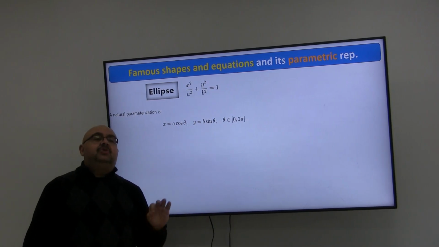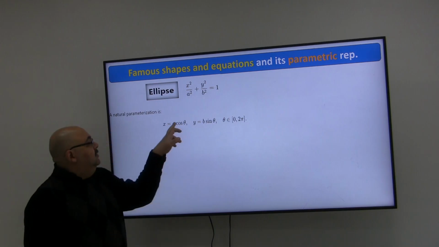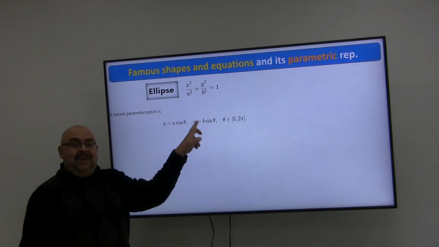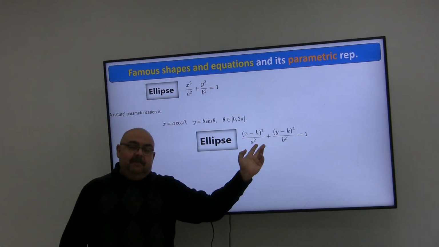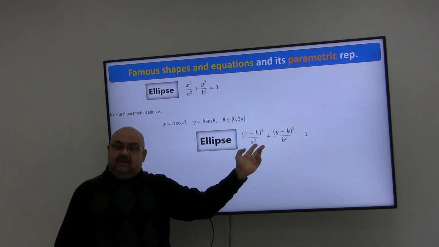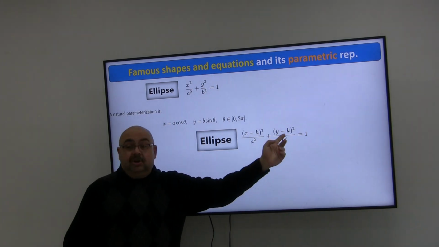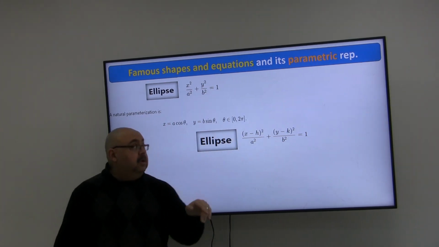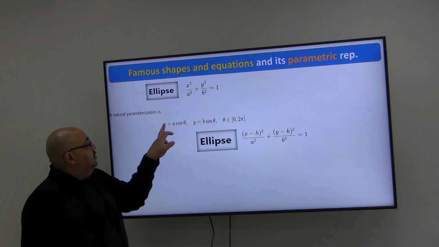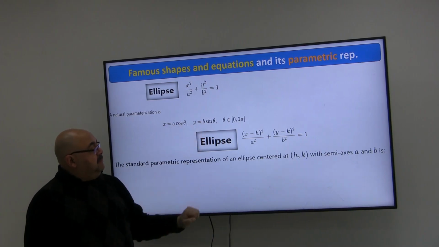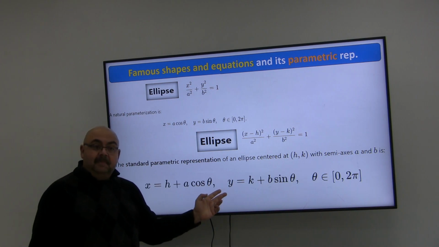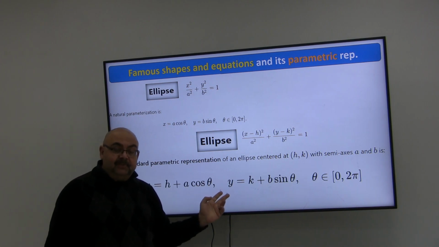What if the center is not the origin? I will add h in here, I will add k in here. So that's the general case of an ellipse where the center is not 0 and 0, but h and k. All I have to do is use h plus a cosine theta and k plus b sine theta. That's the parametric equation of an ellipse.